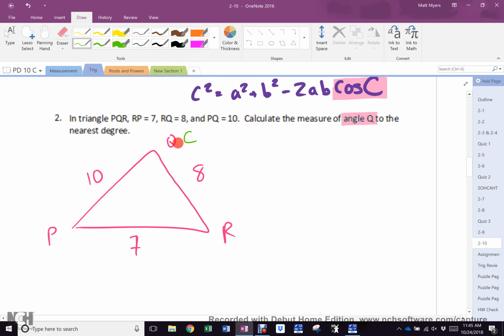If this is C, can this be A? Sure. Can this be B? Sure. Which would make this what? Lil A, which would make this what? Lil B. And now I can do the cosine law with any letters I want because I am in charge of this.